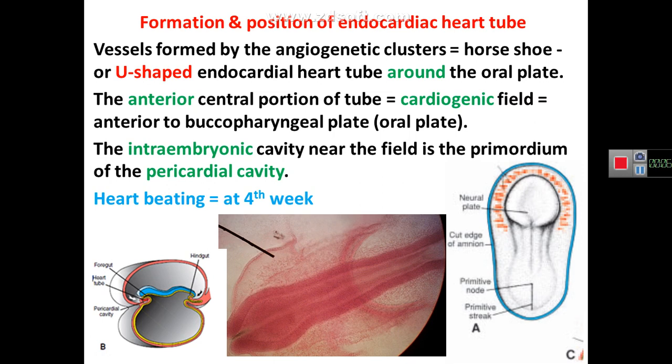The heart will start beating in the fourth week of development. And this is a figure of a chick embryo showing very clearly the U-shaped configuration of the horseshoe-shaped endocardial heart tube. This slide is from the laboratory of embryology in the College of Medicine, Nahrain University.